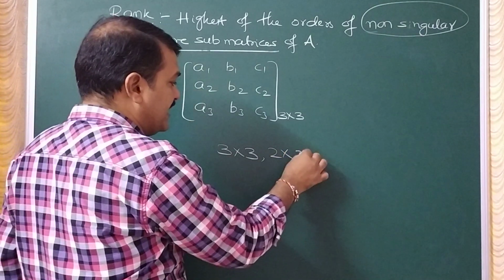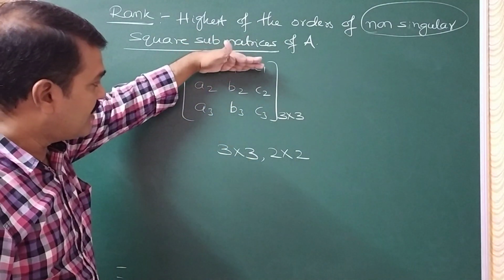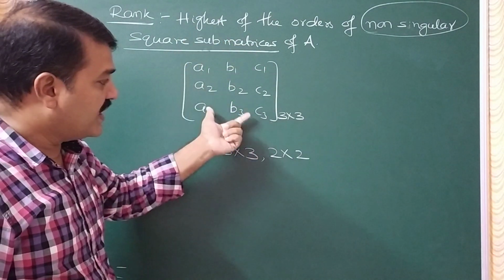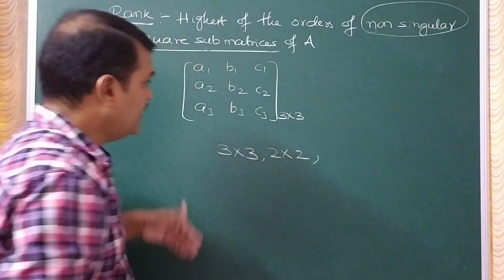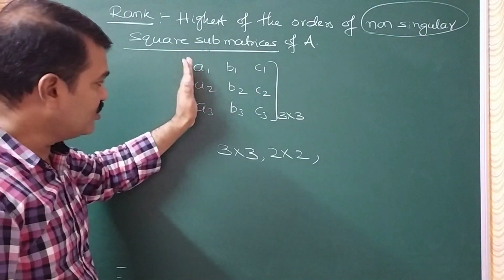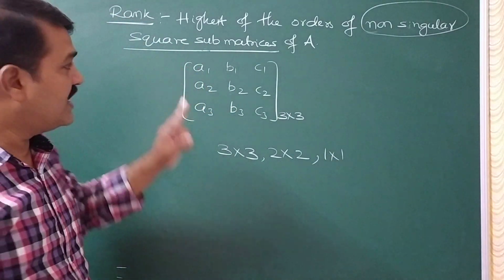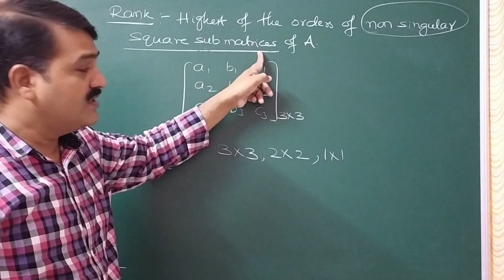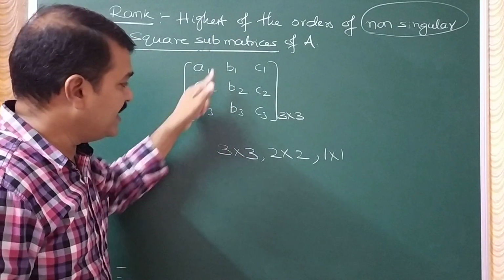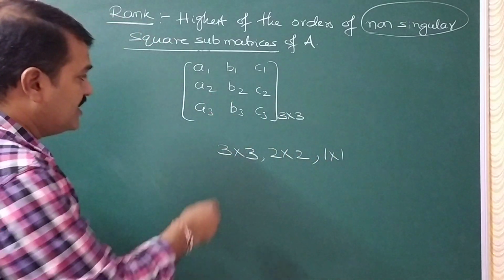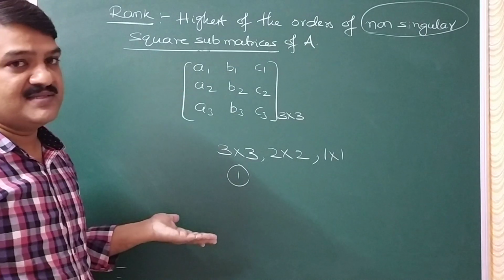You can take 2 by 2 submatrices in this. How will you get a 2 by 2 submatrix? By removing one row and one column, you can get 2 by 2 submatrices. Next, if you remove 2 rows and 2 columns, you will get 1 by 1 submatrices also. So the possible square submatrices are of order 3 by 3, 2 by 2, and 1 by 1. Only one 3 by 3 submatrix you will get, which is the matrix itself.